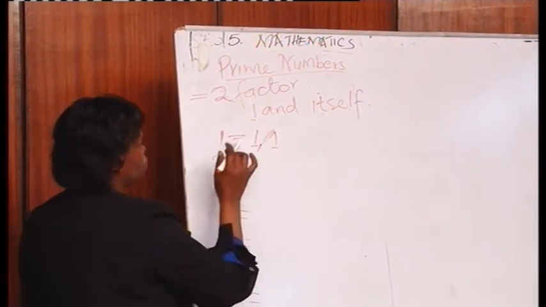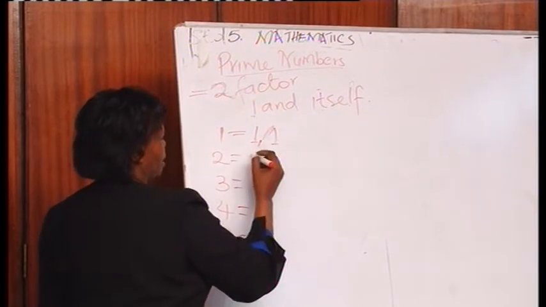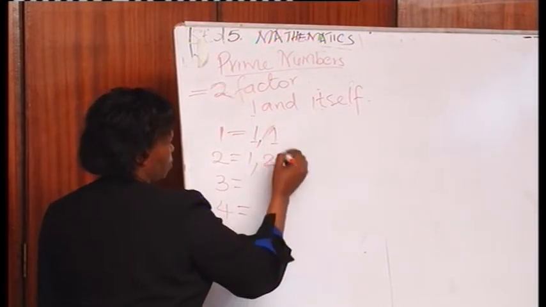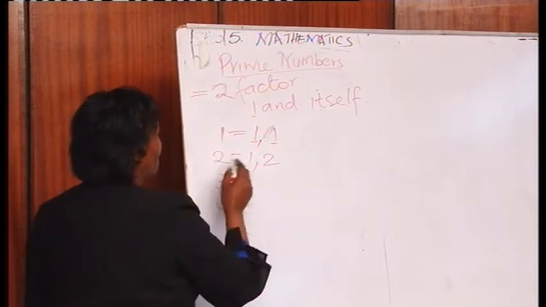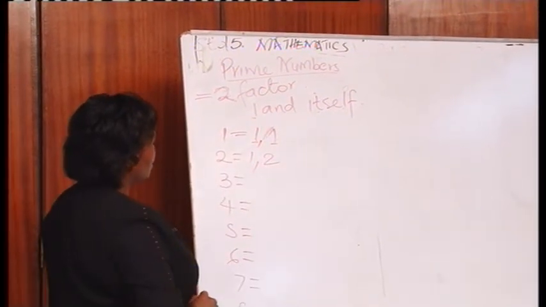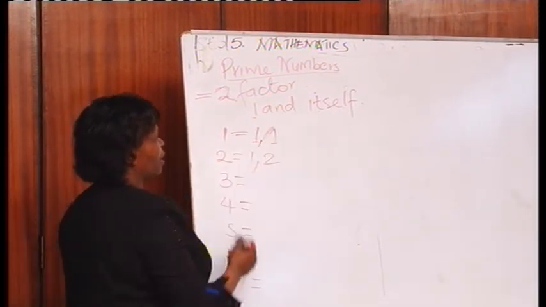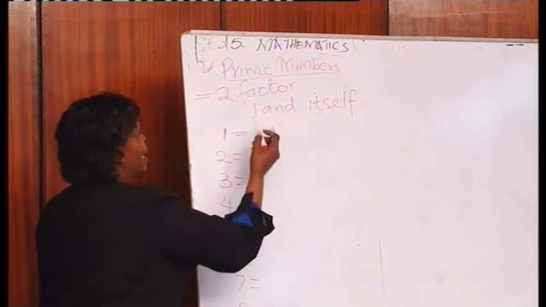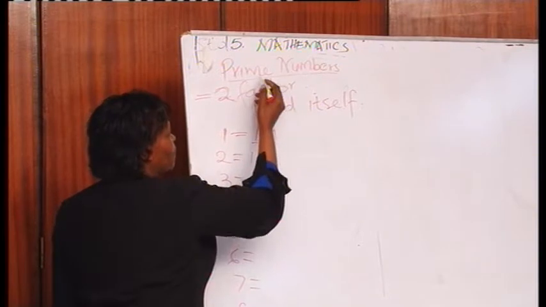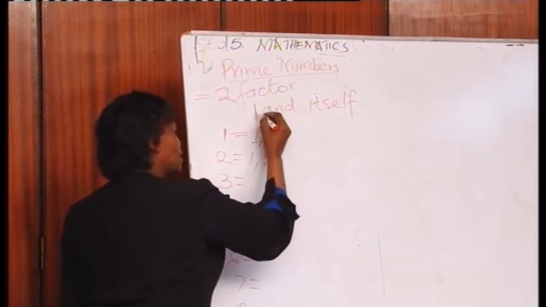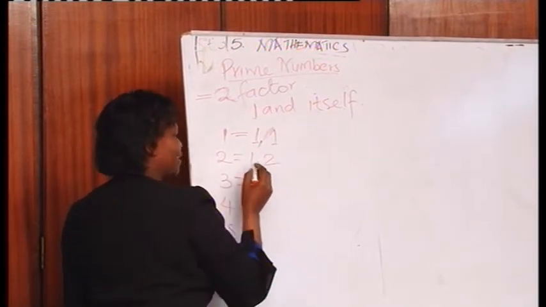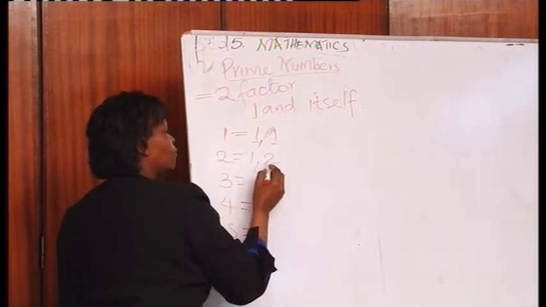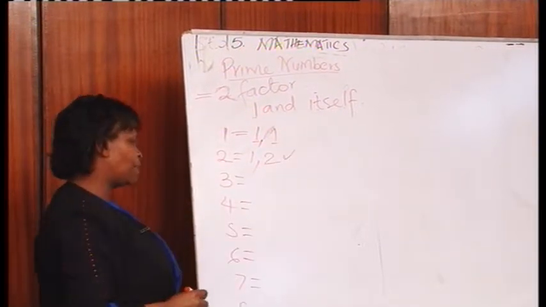Then if you go to 2, it has how many factors? It has only 1 and 2. So is 2 a prime number? Let's check by using the facts that we are supposed to follow. A prime number should only have two factors, that is 1 and the number itself, meaning that 2 is a prime number.